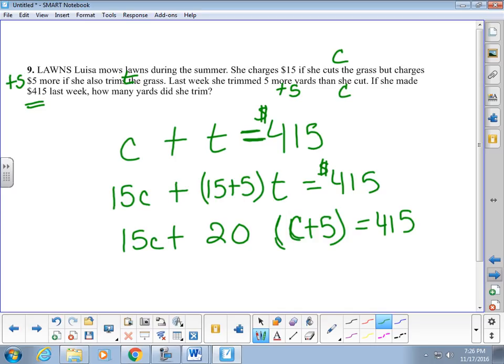I know she charges $15, so 15C plus 15 plus 5, the quantity of 15 plus 5T is going to give me $415. I don't want two different variables. I want to have one. So they said last week she trimmed 5 more yards than she cut. So for trim, I have these two pieces, which I can write as C plus 5 instead of T. So wherever I saw T, I put in C plus 5 equals 415. Okay? Now I'm ready to solve.